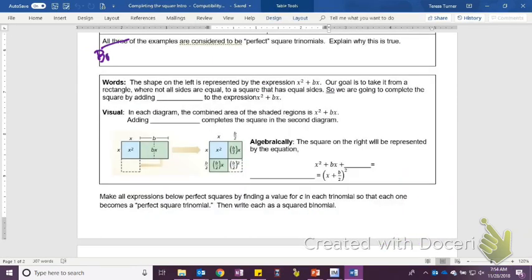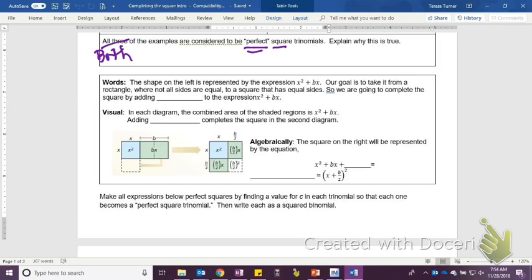Both of these examples are considered to be perfect square trinomials. Explain why this is true. Why do you think they are perfect square trinomials? Pause the video and write your answer.